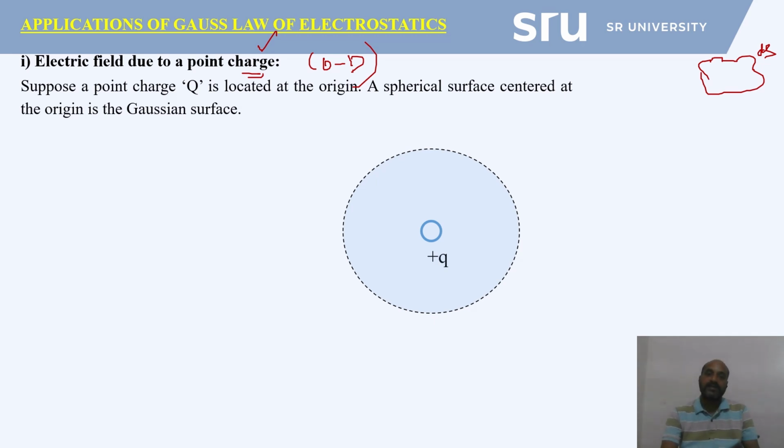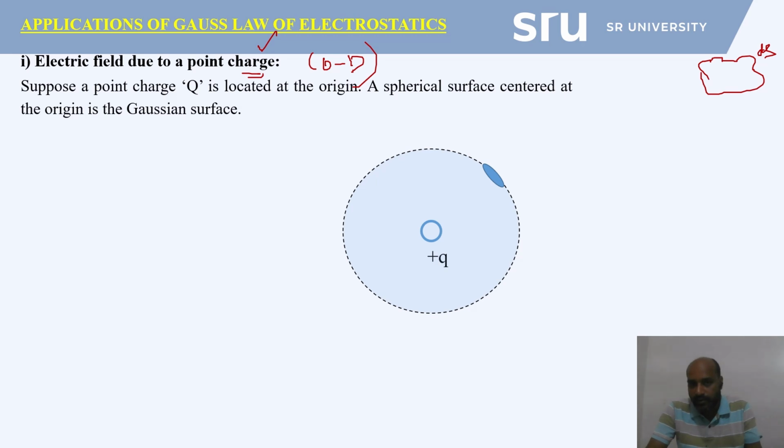Now that closed surface is in which shape? Spherical shape, right? This charge is enclosed in the sphere, right? So in this Gaussian surface, the plus q is exactly in the middle. Now just imagine a point charge q is placed in a rubber ball. Inside the rubber ball, no material will be there. It will be only air. Just imagine a charge q placed in a rubber ball.